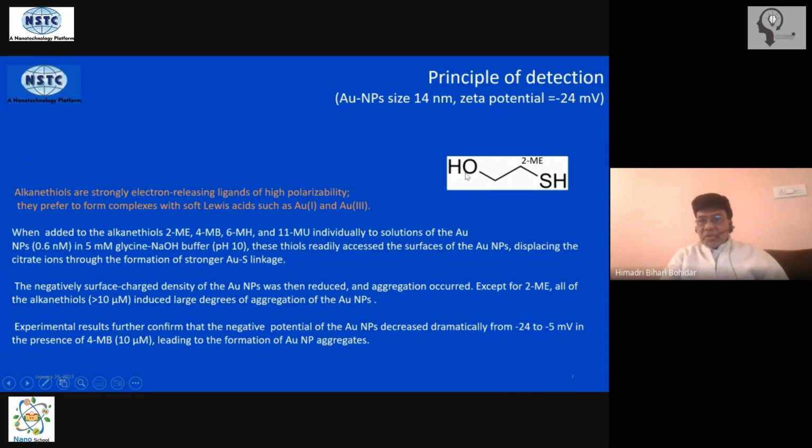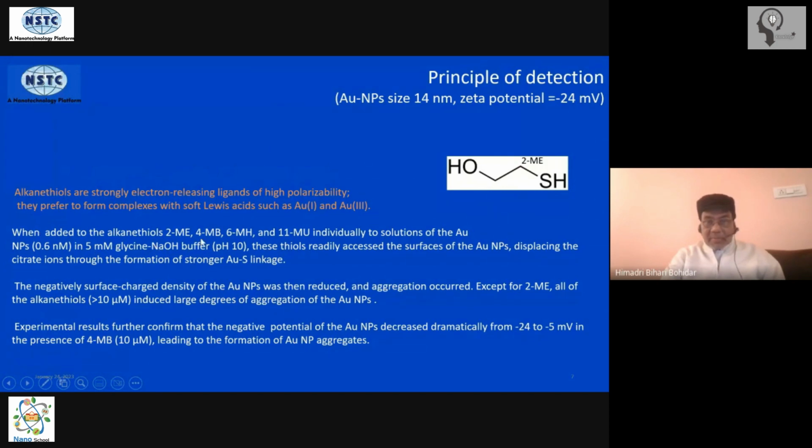This is the structure of the different alkanols I talked about. This is the sulfur group here. This is a 2 carbon atom system, mercaptoethanol, 2Me is written there. And the beauty is this molecule binds very beautifully to gold because this is a very strong electron releasing ligand. It binds to both gold 1 and gold 3. Now, the protocol for detection is extremely simple, it is described here.